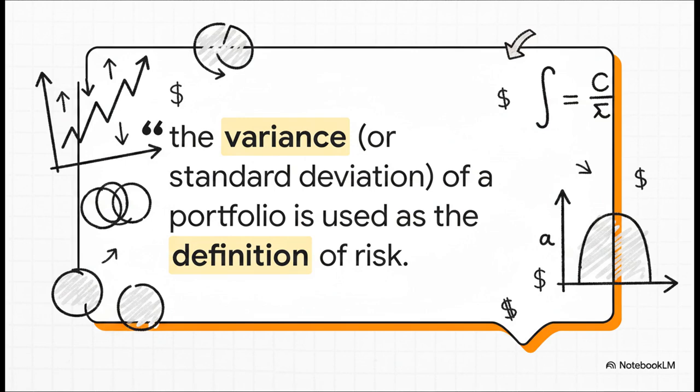To understand how professionals actually measure this, we have to look back to Harry Markowitz's foundational work in 1952 on modern portfolio theory. He proposed that the variance, or the standard deviation of a portfolio, is the actual mathematical definition of risk. And honestly, this was a massive paradigm shift. It mathematically grounded our modern understanding of financial risk. So risk isn't just some gut feeling, it's the statistical variance of your expected returns.